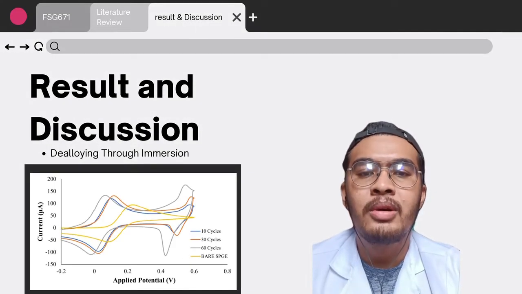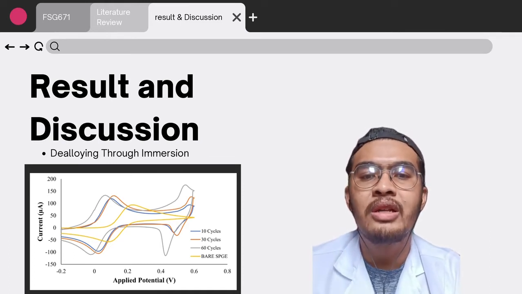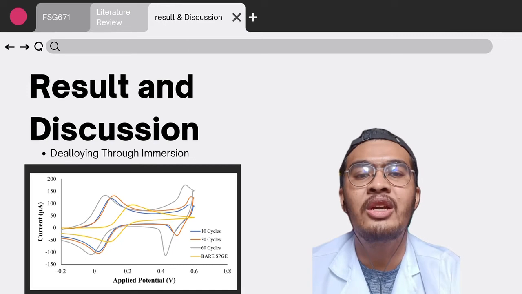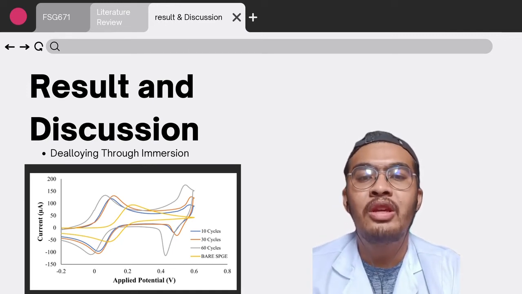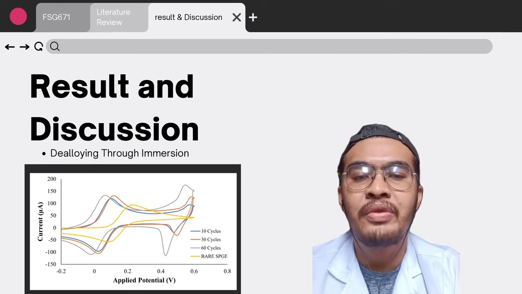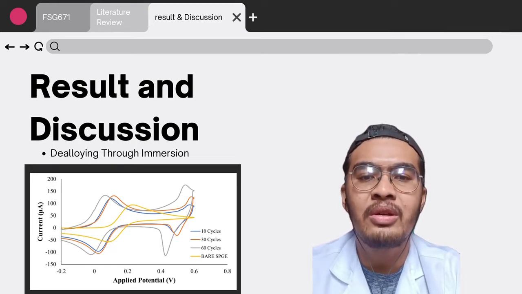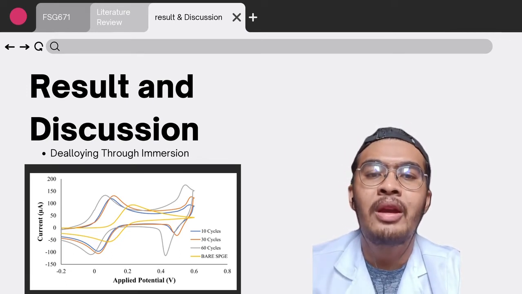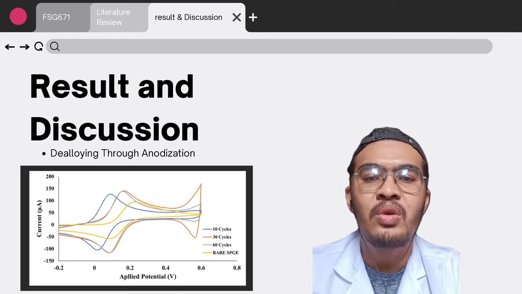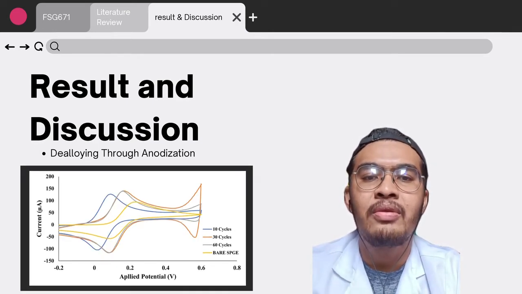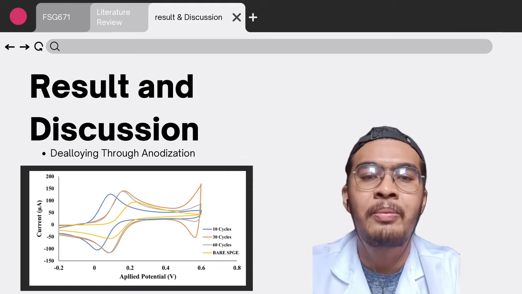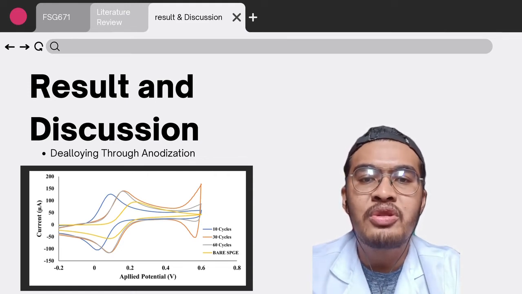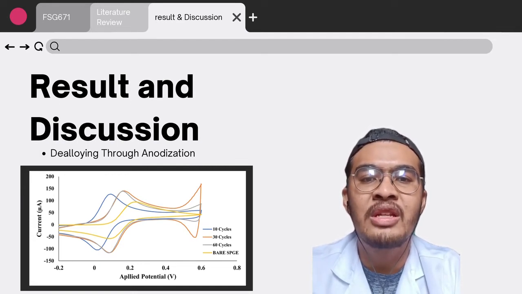Now I want to talk about dealloying. Dealloying was done with two different methods, and the first one is dealloying through immersion method. The effect of cycles on the electrochemical behavior of 5 millimolar potassium ferrocyanide was also examined after the dealloying process had been done. Apparently, bare SPGE showed the lowest anodic and cathodic peak for potassium ferrocyanide, as shown in the figures that I have provided. However, upon the dealloying process of the SPGE, the redox current showed a step increase with a small decrease in the potential difference.